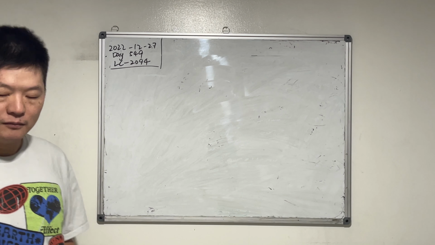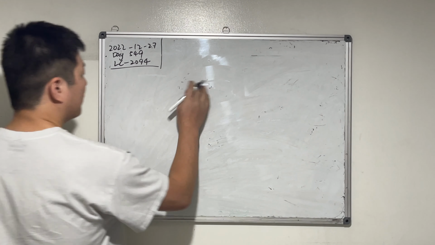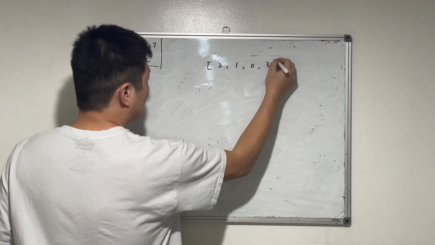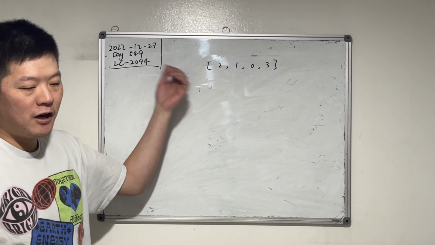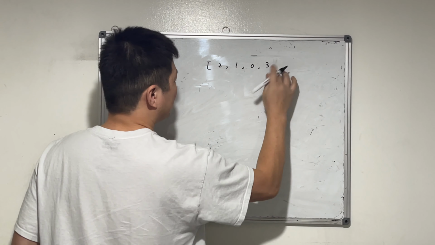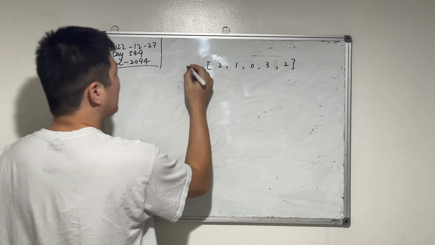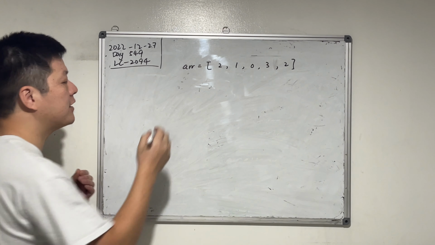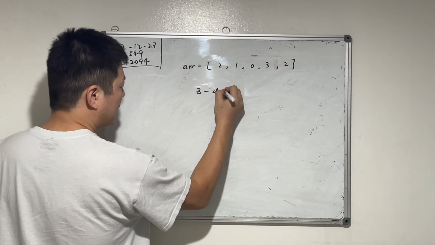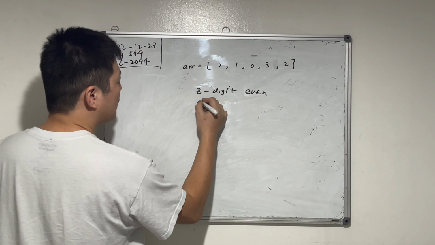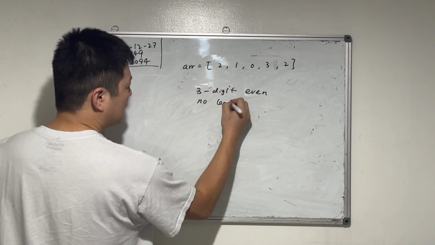Remember? About three-digit numbers. Find the three-digit numbers, even numbers, from a list. So we're given an array of digits, single digits, and there could be duplicates, right? And we want to find all the three-digit even numbers, and no leading zeros, okay?